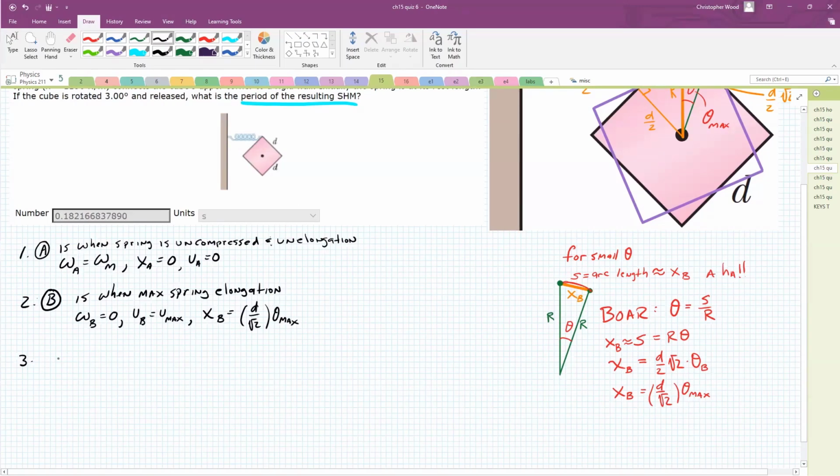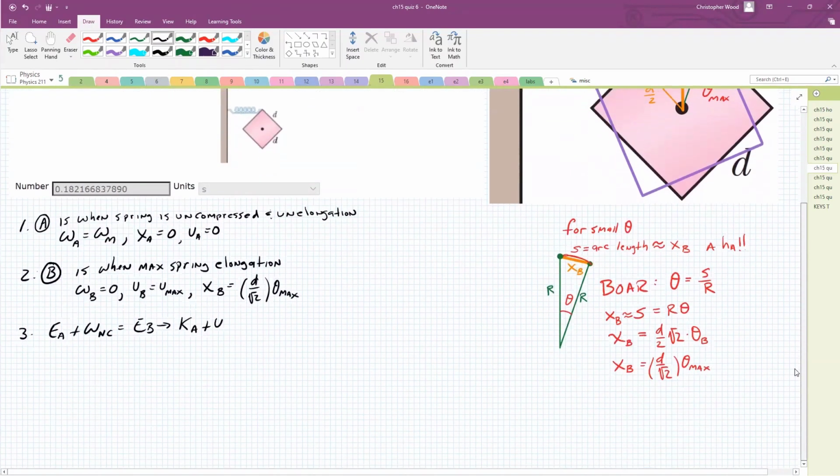Energy analysis says whatever energy I have at A plus whatever non-conservative work adds or steals, that's how much energy I have at B. And this quickly becomes, there's no non-conservative work going on. So I have the kinetic energy at A plus elastic potential energy at A equals my kinetic energy at B plus my elastic potential energy at B.